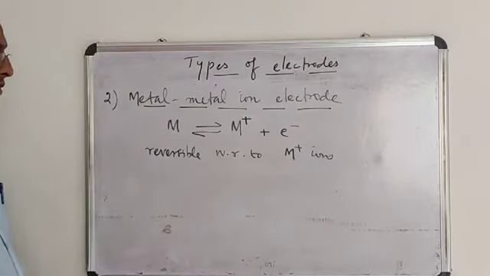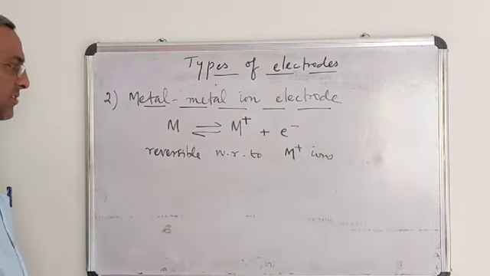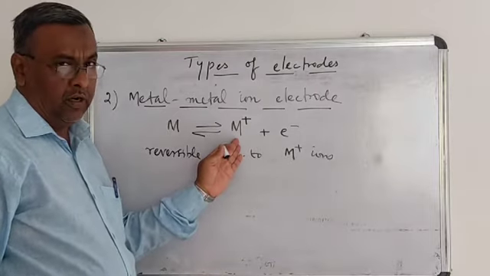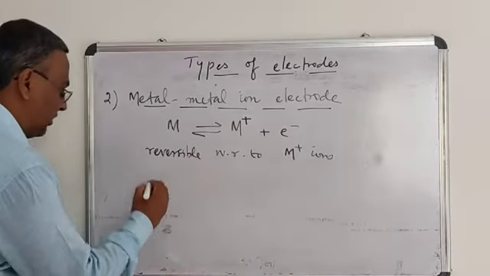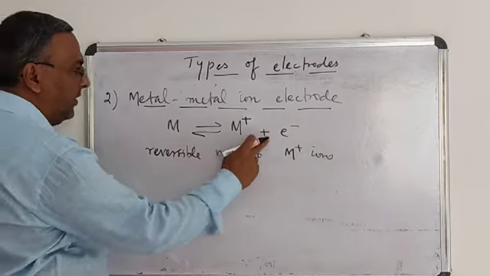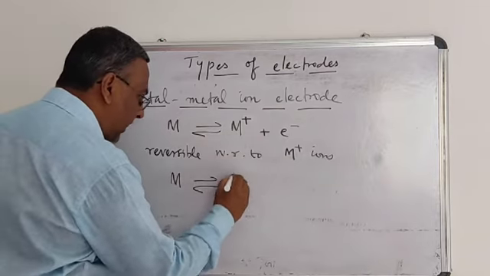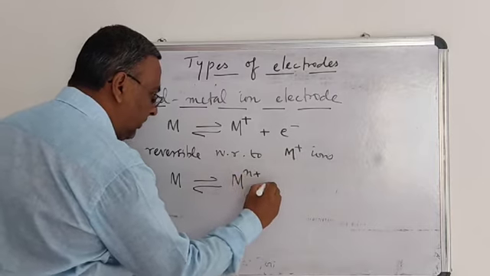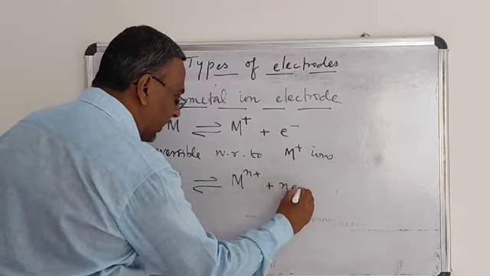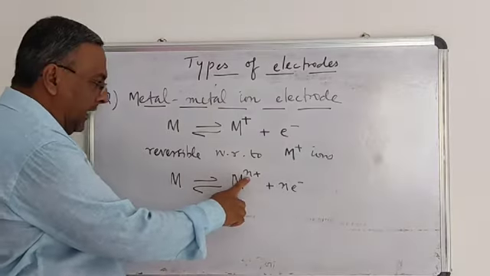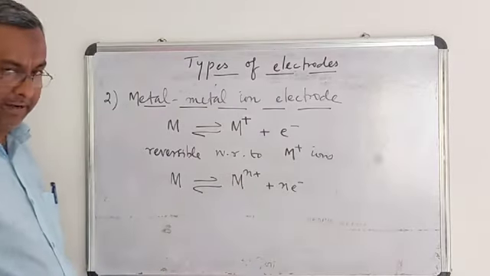This electrode is reversible with respect to M plus ions. We can write this equation for any type of electrode generally, that is M oxidizes to M^n+ plus n electrons. Here, what is this n? n is the valency of the metal.